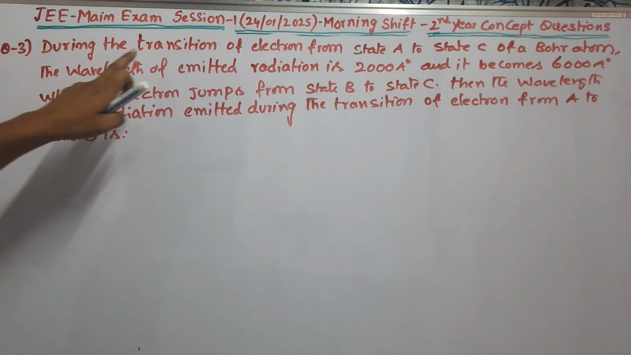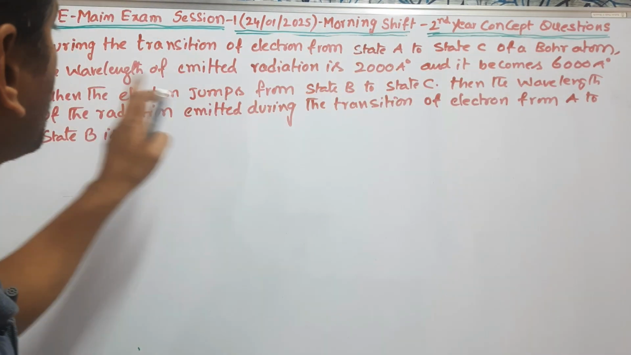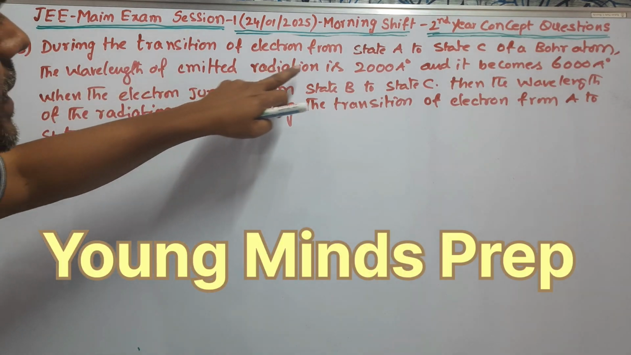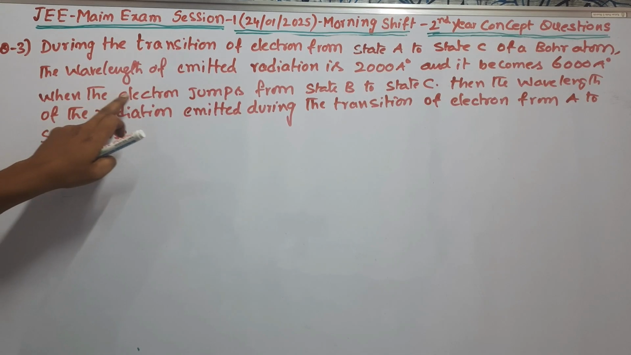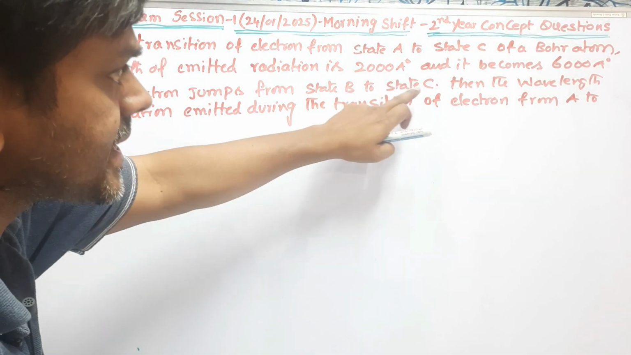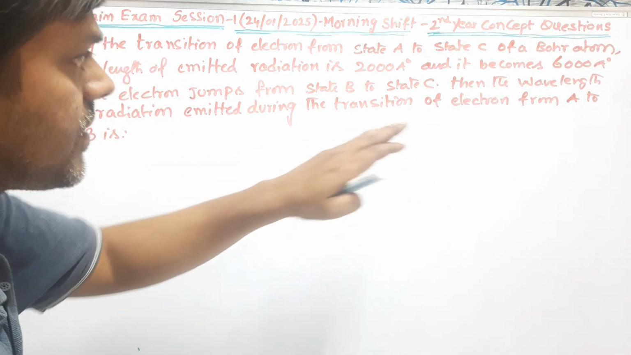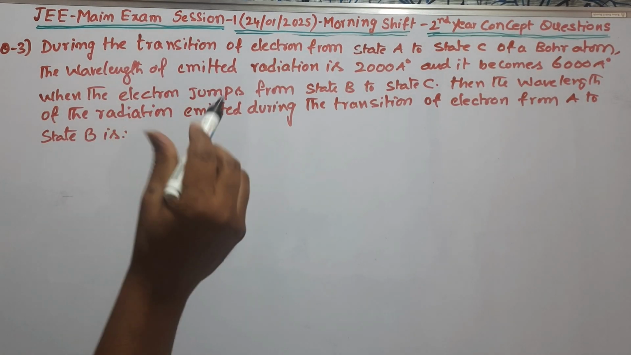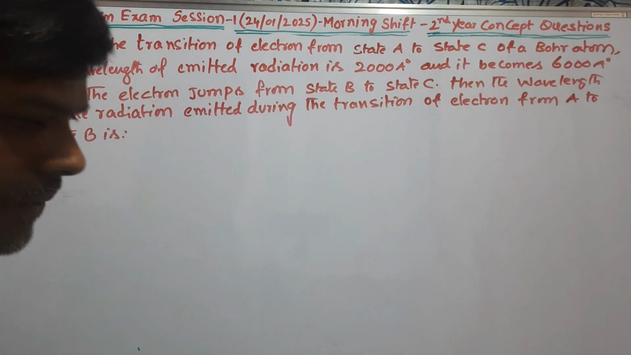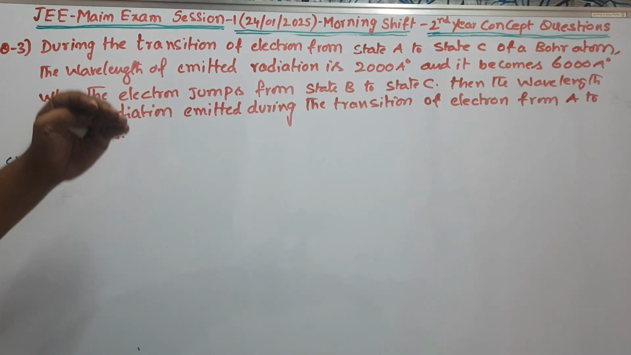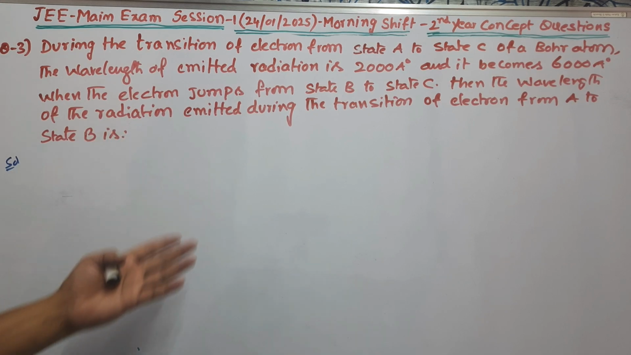The third question. During the transition of electron from state A to state C of a Bohr atom, the wavelength of emitted radiation is 2000 angstrom, and it becomes 6000 angstrom when the electron jumps from state B to state C. The wavelength of the radiation emitted during the transition of electron from state A to state B is asked. According to Bohr's postulates, when an electron jumps from a higher energy state to a lower energy state, what happens?